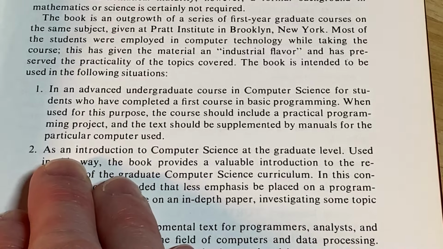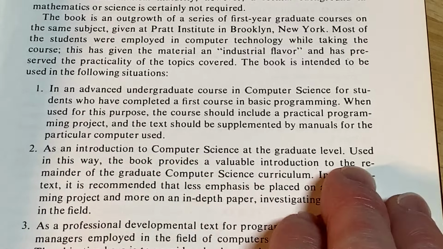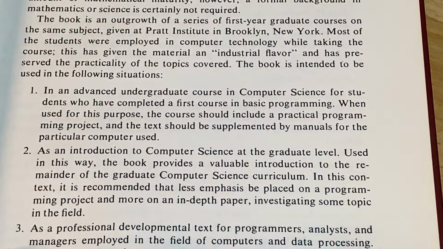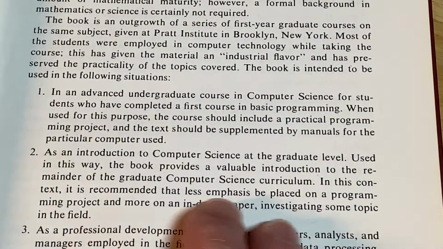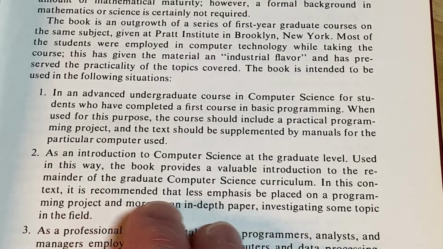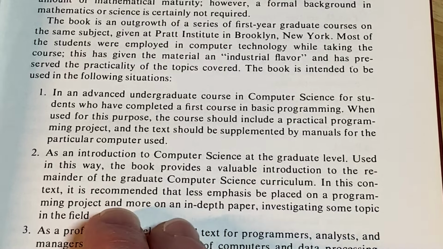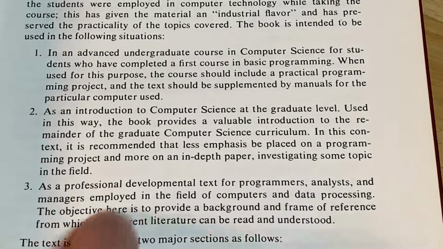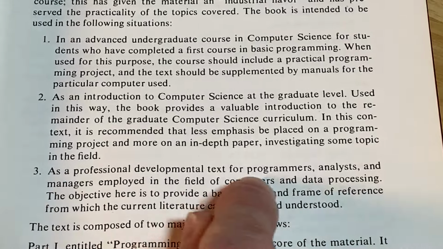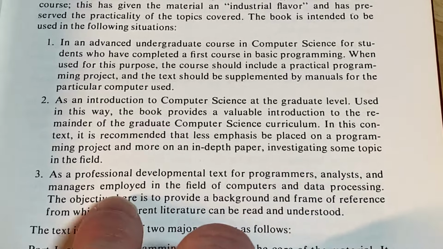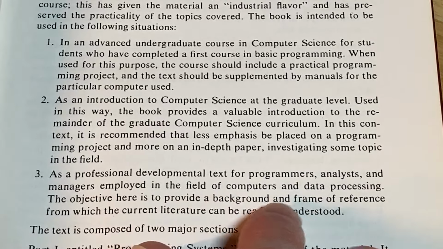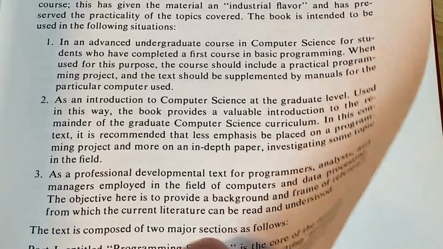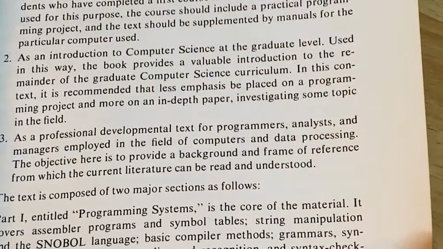Okay, cool. As an introduction to computer science at the graduate level, so you can use this as a graduate level book. Used in this way, the book provides a valuable introduction to the remainder of the graduate computer science curriculum. In this context, it is recommended that less emphasis be placed on a programming project and more on an in-depth paper investigating some topics of the field. This is super interesting. As a professional development text for programmers, analysts, and managers employed in the field of computers and data processing. The objective here is to provide a background and frame of reference from which the current literature can be read and understood.